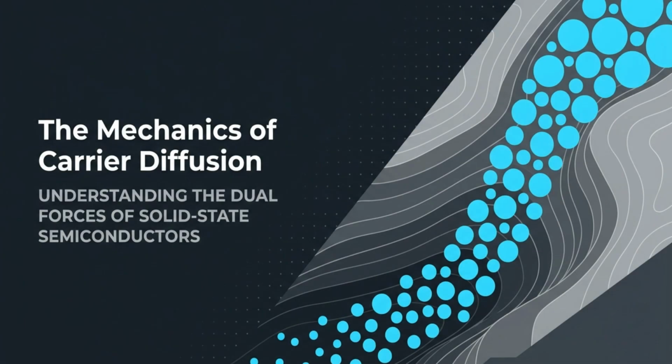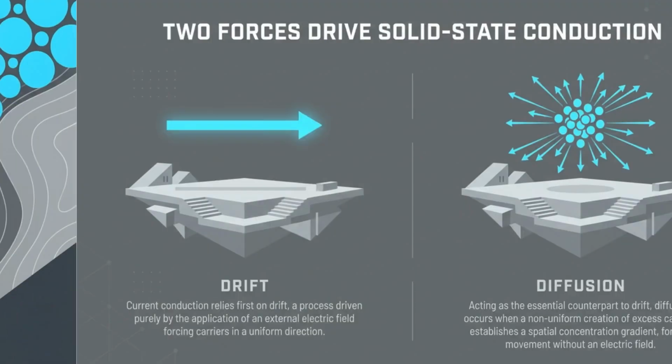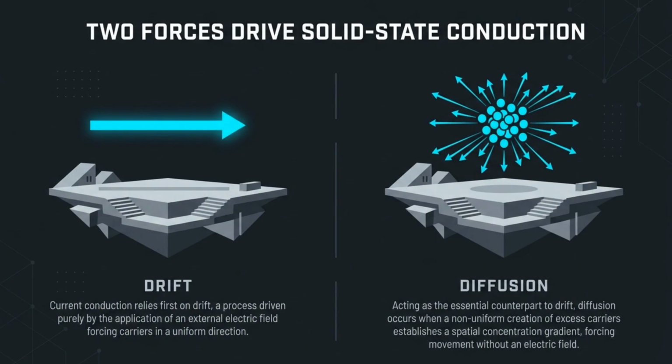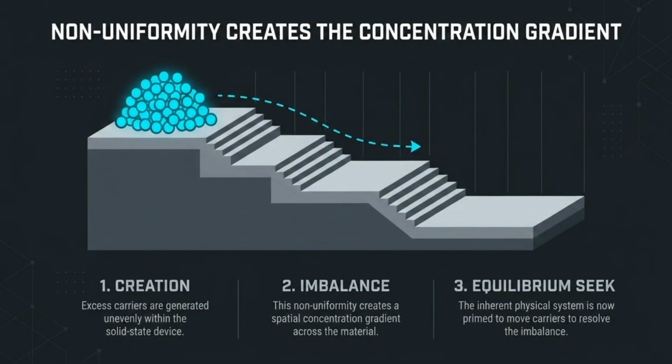Welcome to this video on the mechanics of carrier diffusion, where we will explore the dual forces that drive solid-state semiconductors. Solid-state conduction is driven by two main forces, drift and diffusion. Drift is current conduction forced by an electric field. Diffusion, the focus of this video, is the movement of carriers due to a spatial concentration gradient, even without an electric field. The concentration gradient begins with the non-uniform creation of excess carriers.